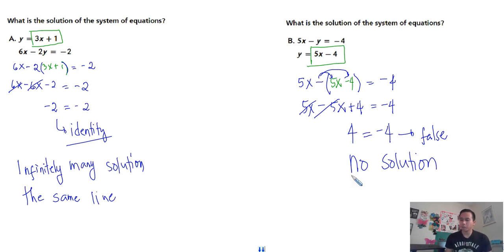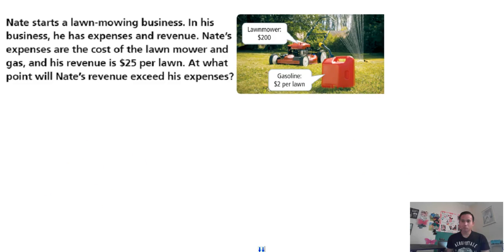Okay. The next example is we have Nate starts a lawn mowing business. In his business, he has expenses and revenue, of course. Nate's expenses are the cost of the lawn mower and the gas, and his revenue is $25 per lawn. At what point will Nate's revenue exceed his expenses? So the lawn mower is 200, gasoline is 2 per lawn. The revenue is 25. So those are the most important numbers that we are looking at.